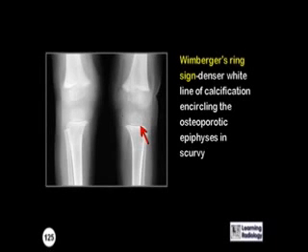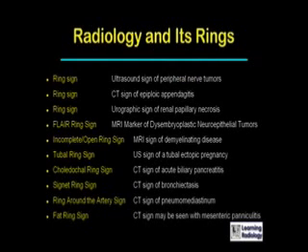This is Wimberger's ring sign, which is the denser white line of calcification encircling the osteoporotic epiphyses in a patient with scurvy. Radiology loves its ring signs, and here are the names of 10 ring signs that are used in imaging for you to look over.